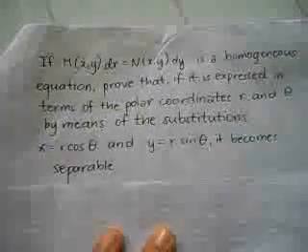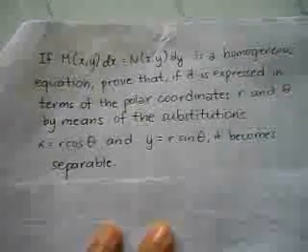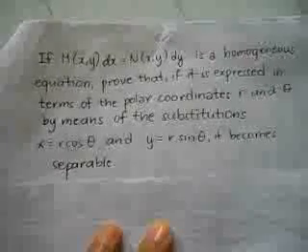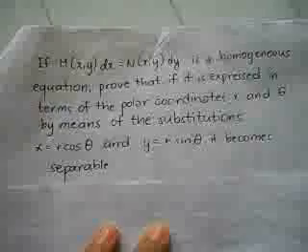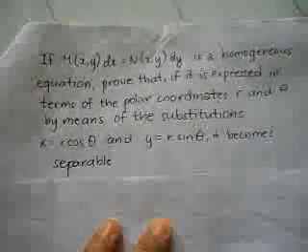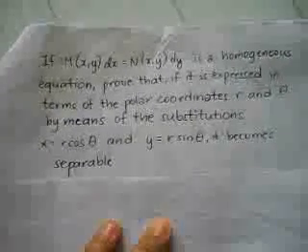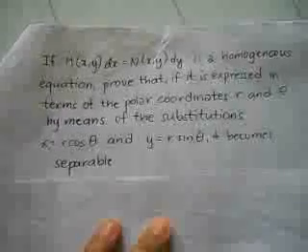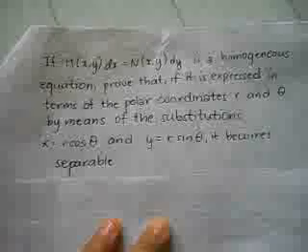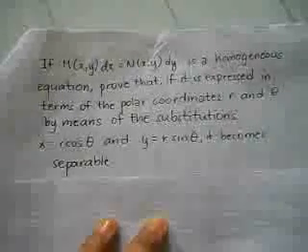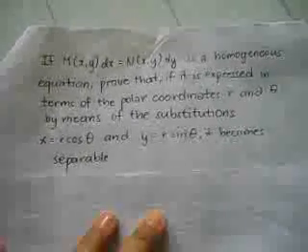Hey guys, so we're given another problem here which states: if M(x,y) dx equals N(x,y) dy is a homogeneous equation, prove that if it is expressed in terms of the polar coordinates r and theta by means of the substitution x equals r cosine theta and y equals r sine theta, it becomes separable. So our equation looks like this.